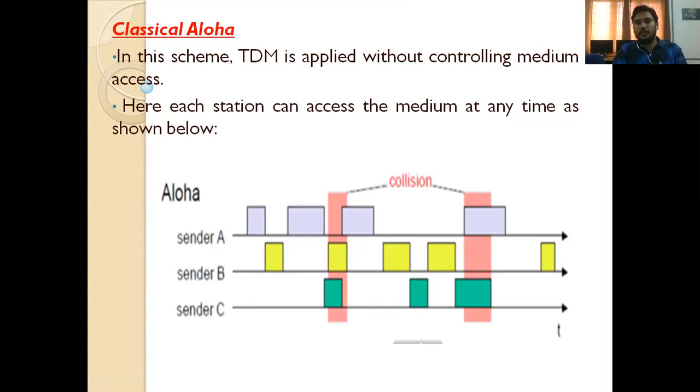There are no certain time limits. Sender A wants to transmit the data. He sends the data packets in this way: A1, A2, A3, A4. Sender B sends B1, B2, B3, B4, B5, and sender C sends C1, C2, C3. They send the data packets automatically in a random way. So there is a possibility of big collision in the classical Aloha.